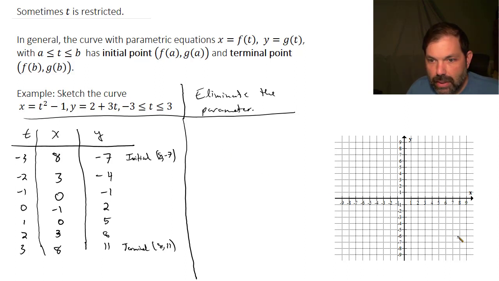All right, let's plot those points and see if we can figure out what this looks like. So I've got (8, -7). I've got (3, -4). (0, -1), (-1, 2), (0, 5), (3, 8), and (8, 11). That's going to be up here, a little bit off my grid.